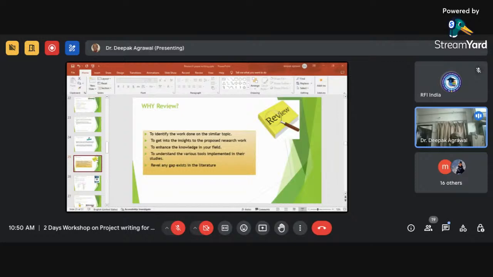Why is a literature review required? To identify the work done on a similar topic, to get insights into the proposed research work, to enhance the knowledge in your field, to understand the various tools. It becomes very helpful because if you are not so statistically strong, you may be confused about getting the appropriate tool for your work. In that case, a literature review is very, very helpful.